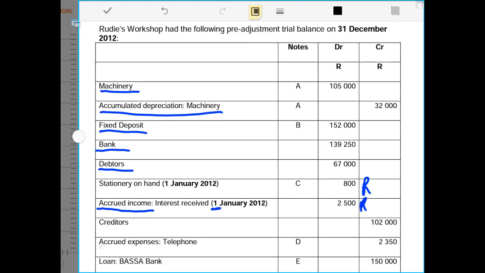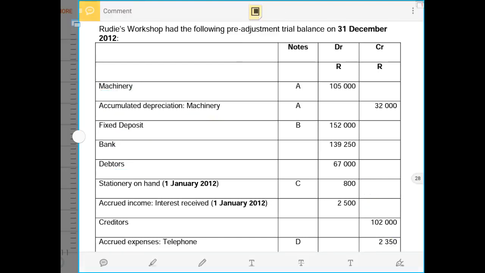Then after, we are also given accrued expense, which is accrued telephone expense. Once again, accrued expense that must have been on the beginning of the period, and that is accrued expense of 2,350 rand. So now same applies, we will do the same thing where a reversal has to take place for that accrued expense.